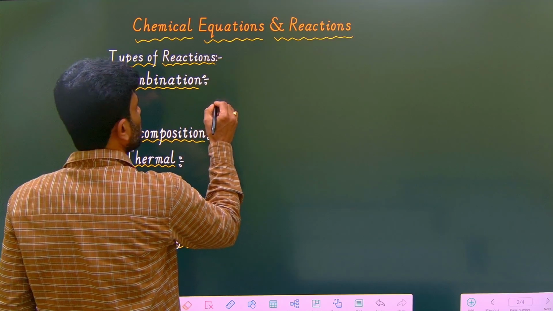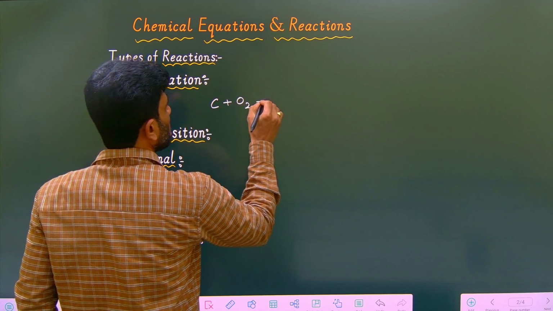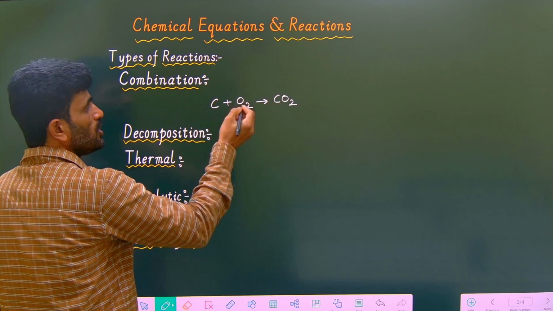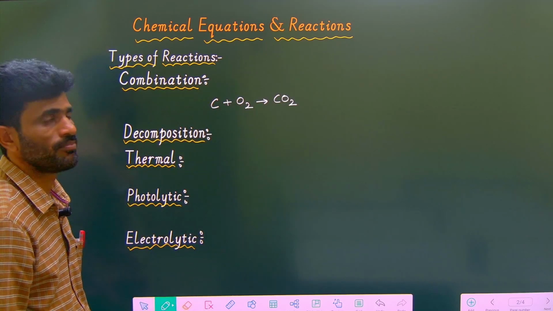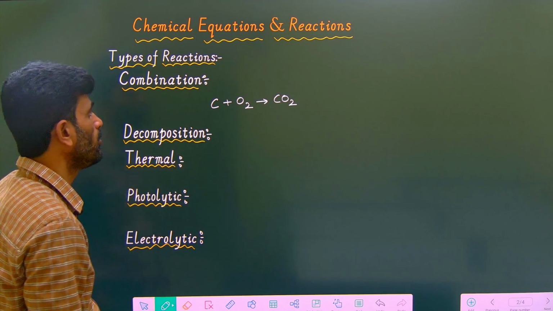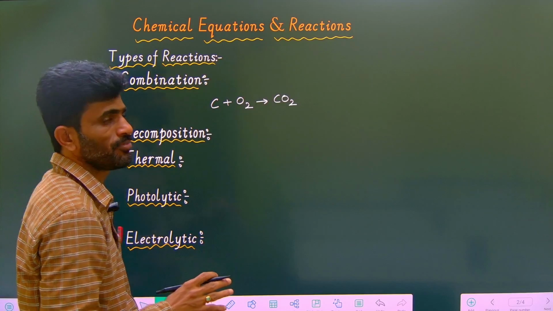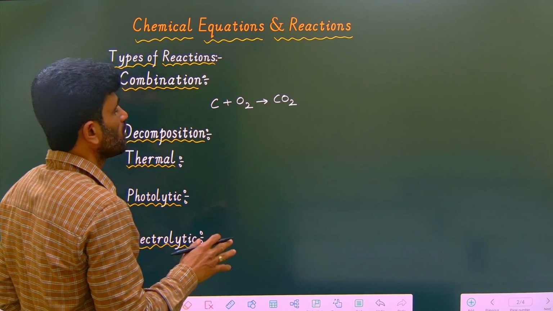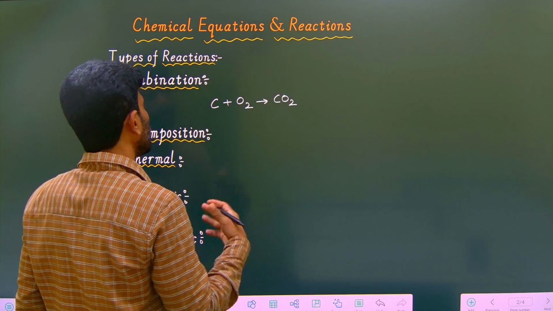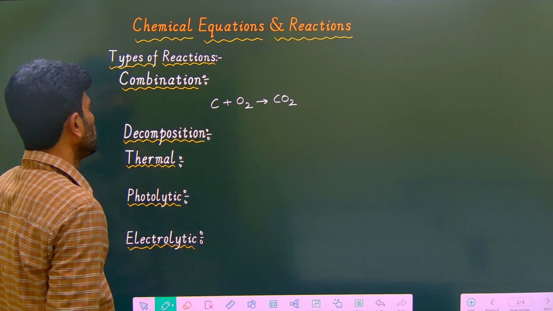I will tell you one example. C plus O2, a very simple example. C plus O2 gives rise to CO2. Here what happened? Carbon and oxygen combine together to form carbon dioxide. We have a single product. You remember, to decide it is a combination reaction, you need to check only whether a single product is there or not. If a single product is there, you can decide it is a combination reaction. Hope you all understood this combination reaction.